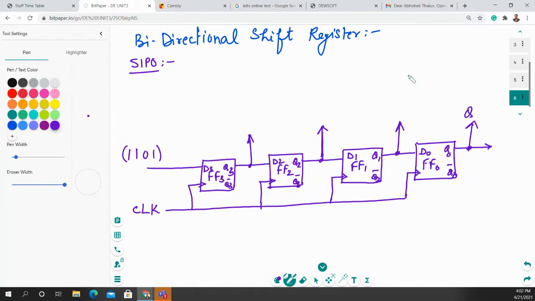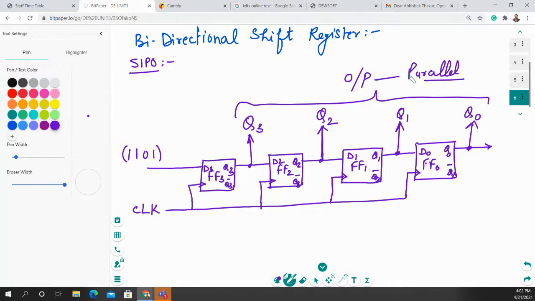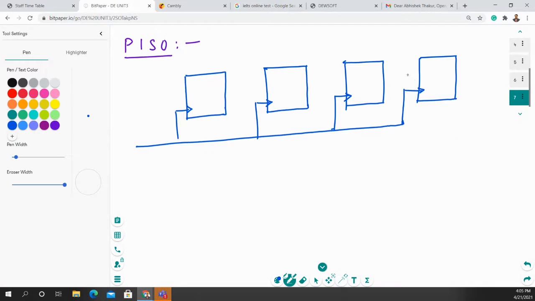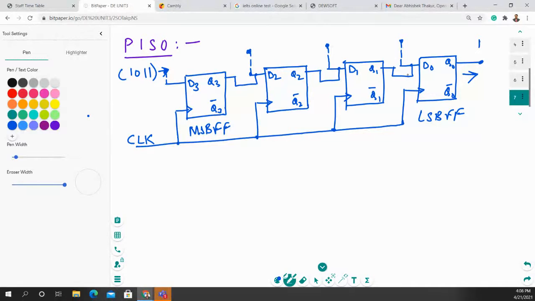Here you will get the output as Q0, here Q1, Q2, and Q3. These are the 4 outputs you will receive. These outputs are parallel outputs, and these inputs are serial input. You have to take the clock as common. This is a clock pulse. This is your MSB flip-flop, and this is your LSB flip-flop in serial out.